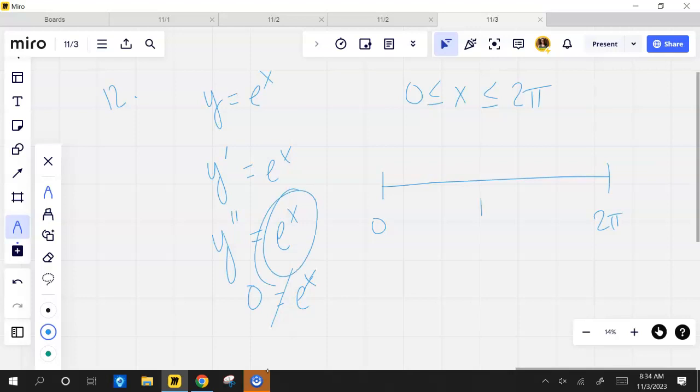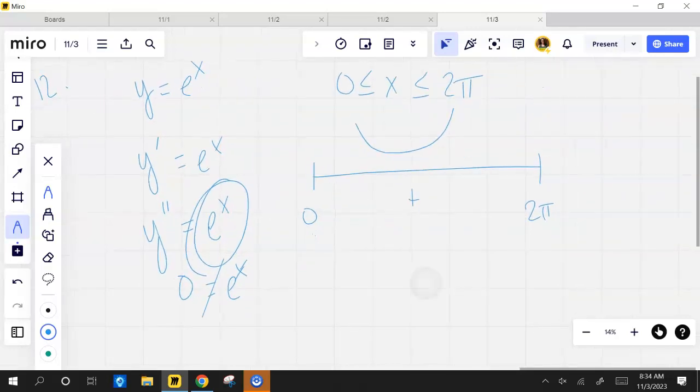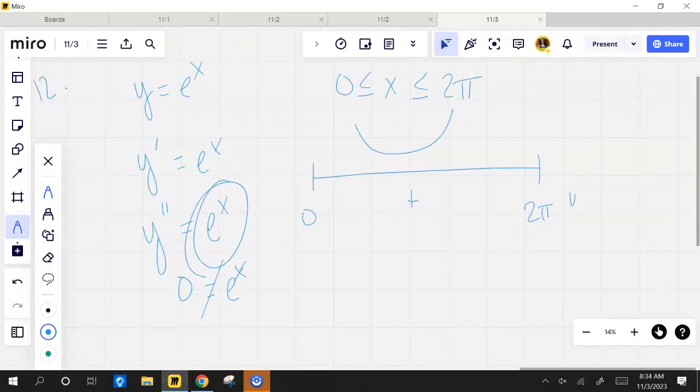This is always positive. So it's concave up from 0 to 2 pi. On what? So you look at, you know how we look at the first derivative. If it's positive, it's increasing. If it's negative, it's decreasing. For the concavity, we look at the second derivative equal to 0. Positive areas, it's concave up. Negative, it's concave down. So it's the same concept, exact same concept, but it's second derivative instead of first.